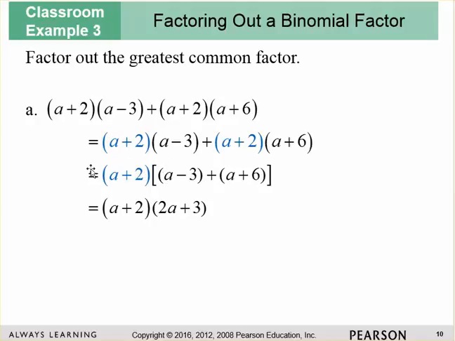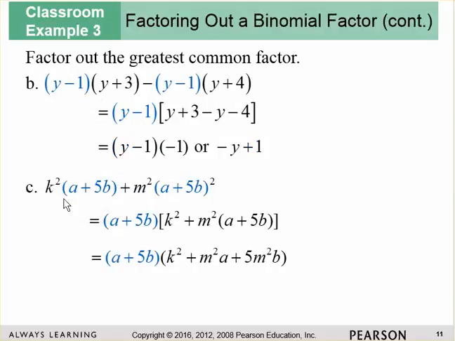So we're going to pull that out, and what we have left is a sum, because it's a minus 3 parentheses plus a plus 6. All of that is what's left after we factor out that common binomial. And so we can combine like terms inside of these brackets, and we'll get a plus a is 2a, minus 3 plus 6 is plus 3. And there is your answer. Let's look at another example like that.